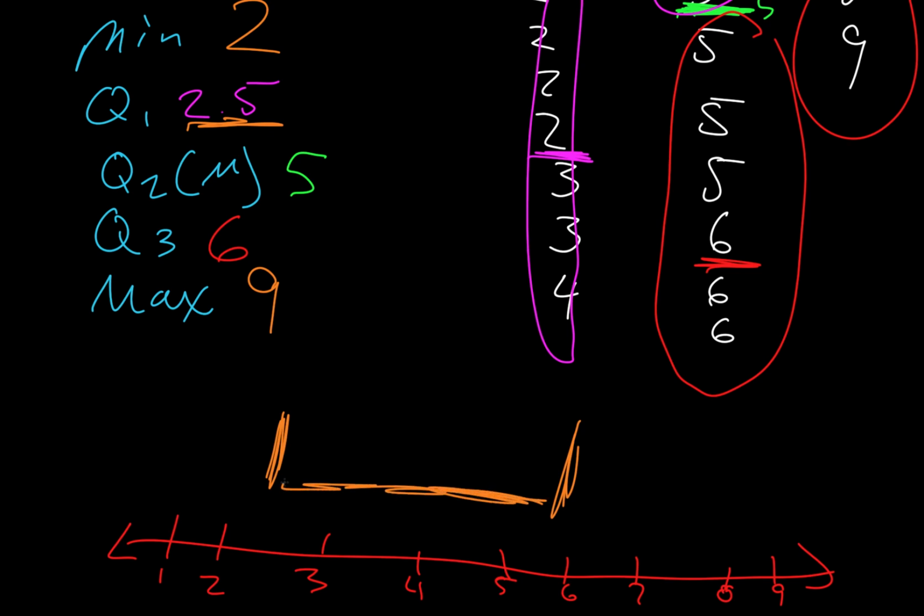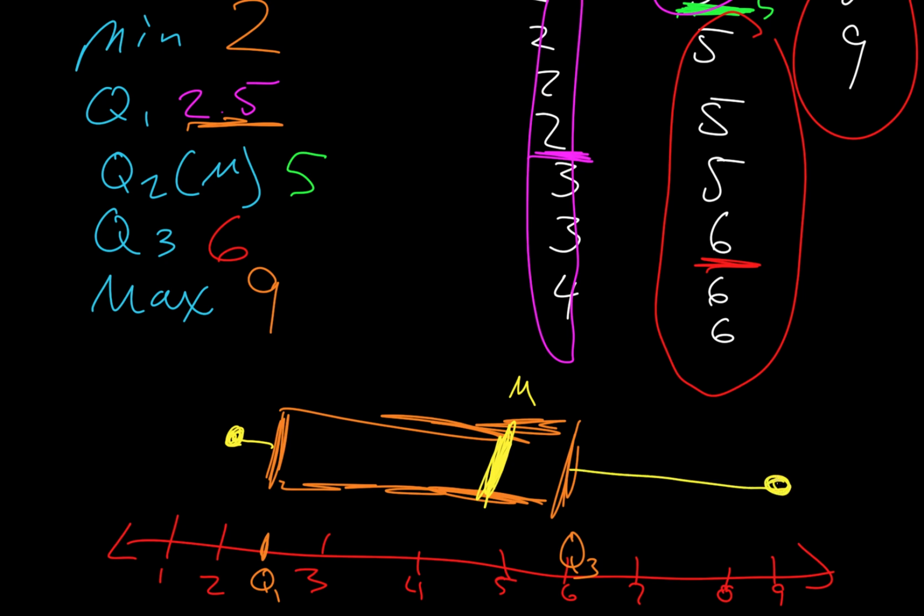So we draw our box, once again from Q1 to Q3. Then we mark our median, which is 5. And then we just need to draw this out to 2, because that's our minimum, and this side out to 9, because that's our max. Okay, that's a box and whiskers plot right there.